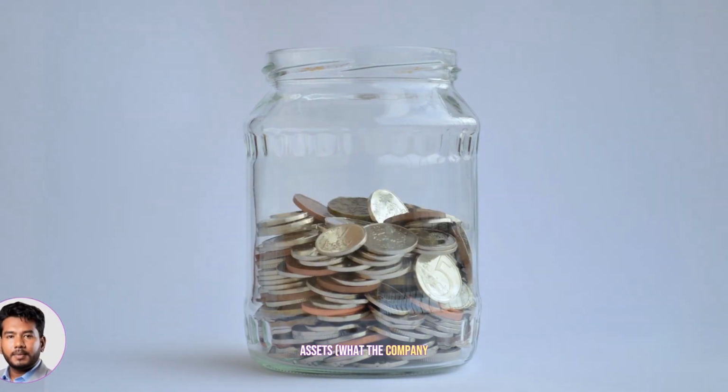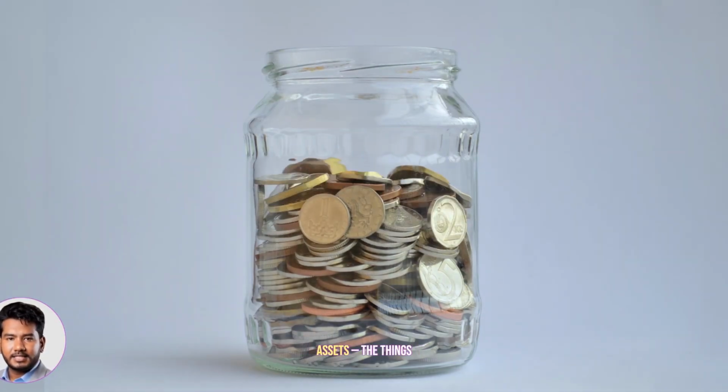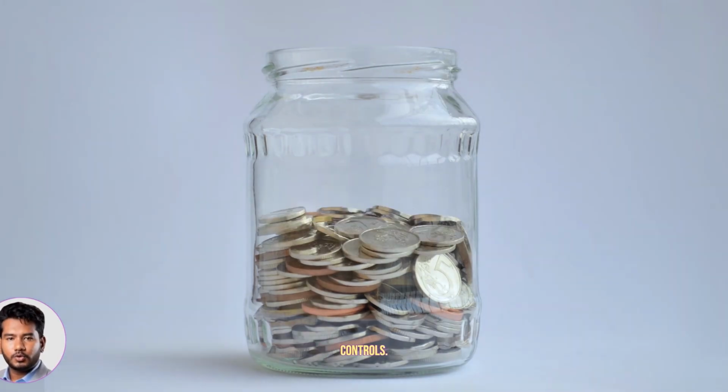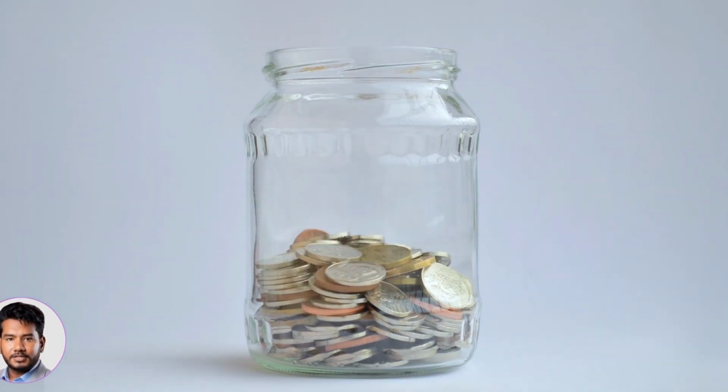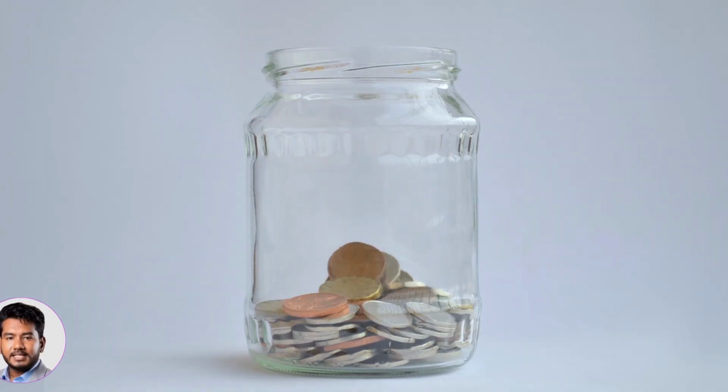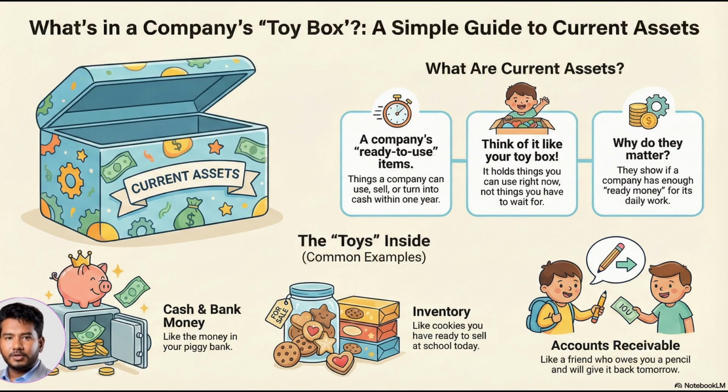Assets, what the company owns. Let's start with assets, the things a company owns or controls. There are two types. One, current assets. These are things that can turn into cash within a year. Examples: cash in the bank, money customers owe them, called receivables. Inventory, products waiting to be sold. If a company has strong current assets, it means they can run day-to-day operations smoothly.